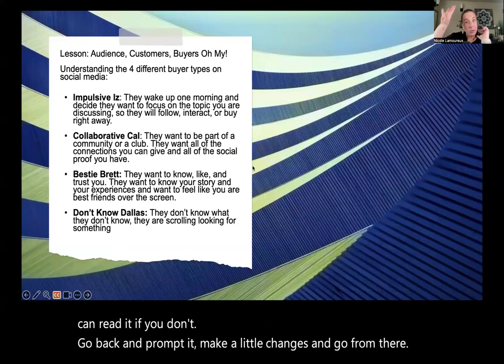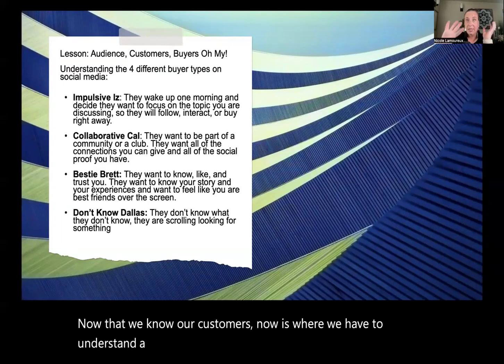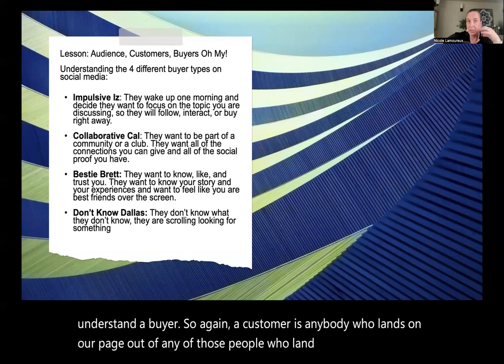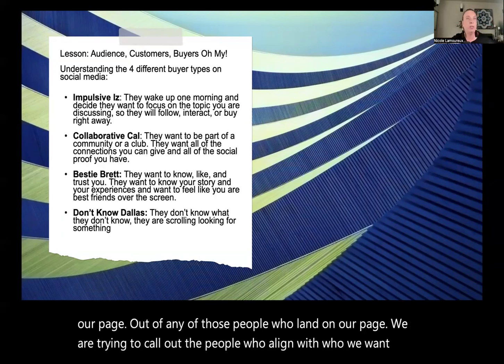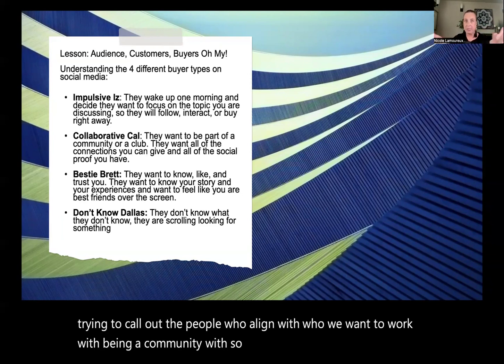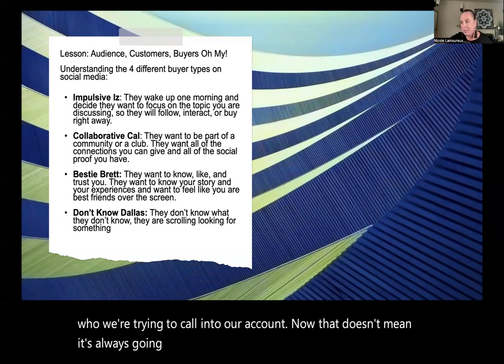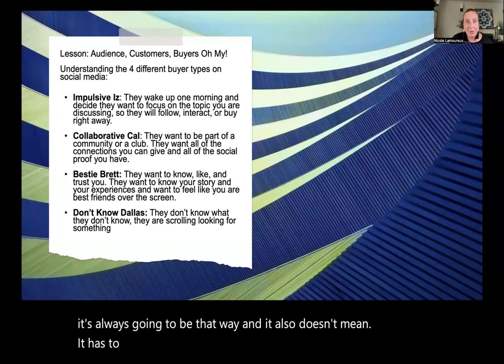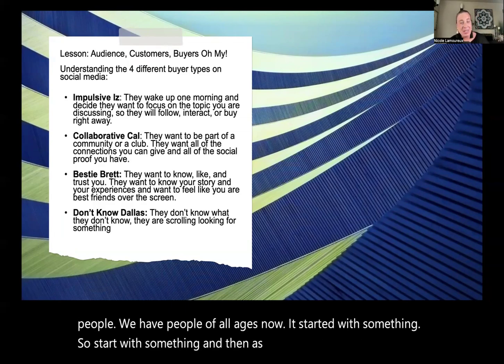Now that we know our customers, now's where we have to understand a buyer. So again, a customer is anybody who lands on our page. Out of any of those people who land on our page, we are trying to call out the people who align with who we want to work with, be in a community with. So we have some stipulations about who we're trying to call into our account. Now, that doesn't mean it's always going to be that way. And it also doesn't mean it has to be. I mean, my account has men, women, non-binary people. We have people of all ages now. It started with something. So start with something, and then as it grows, it's okay.